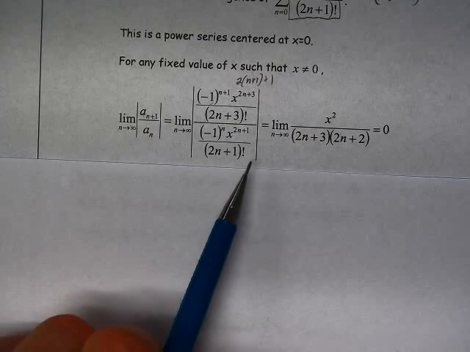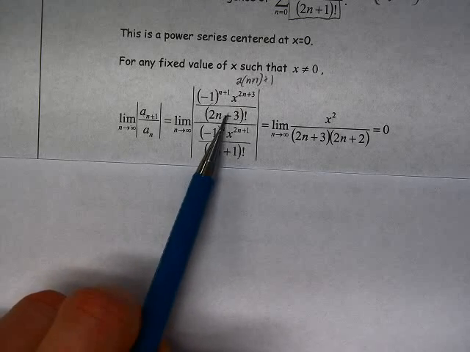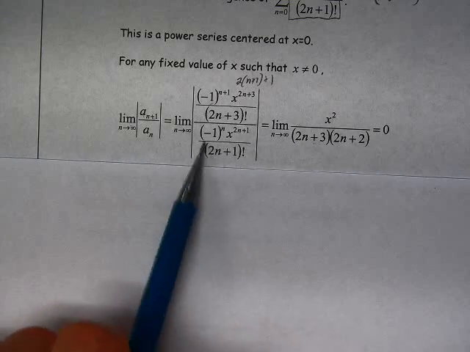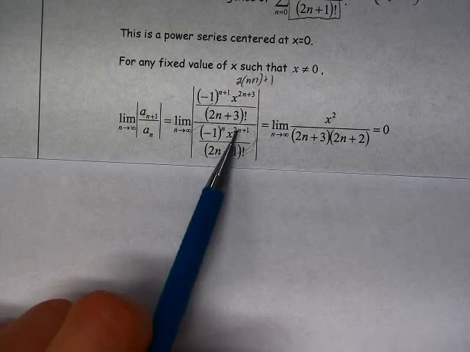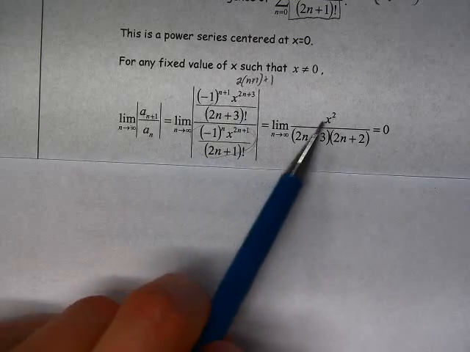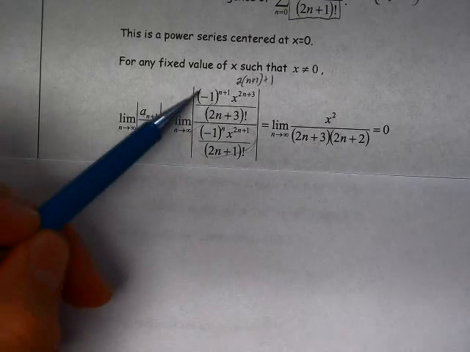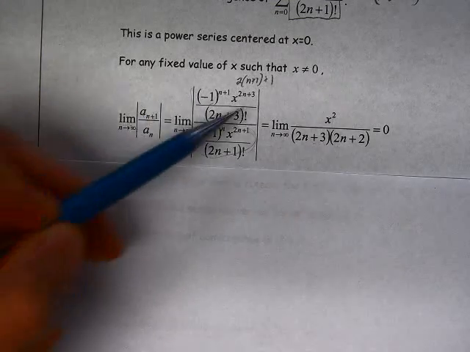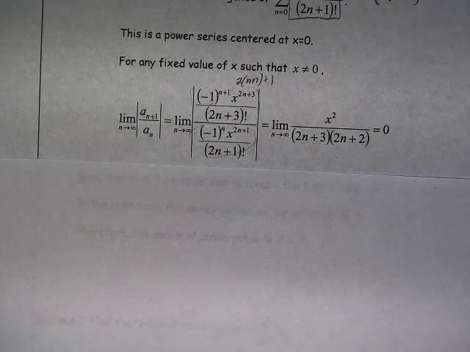So we can see that here the 2n plus 3 and the 2n plus 2 remain. Everything else gets canceled out when we multiply by the reciprocal here. The 2n plus 3 and the 2n plus 1 cancel out everything but an x squared. And here these negative 1s, we are left with a negative 1, but because we have this absolute value symbol, the negative 1 doesn't come into play, so we don't have to put it here.